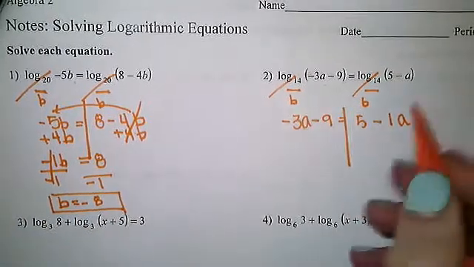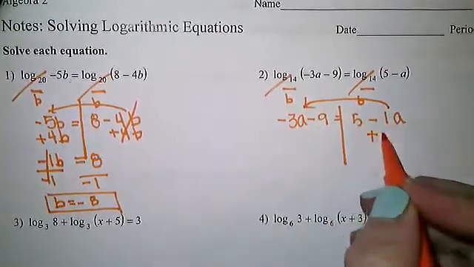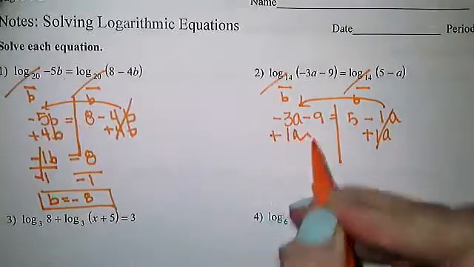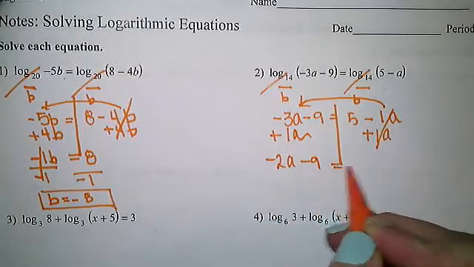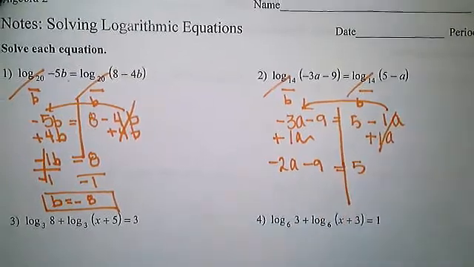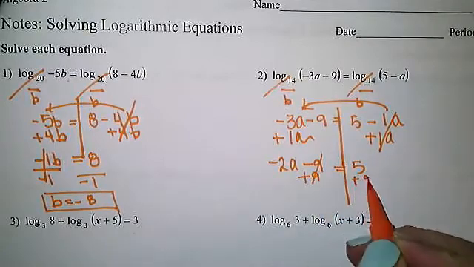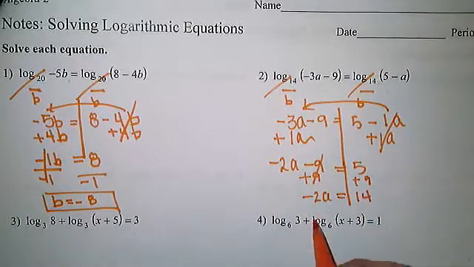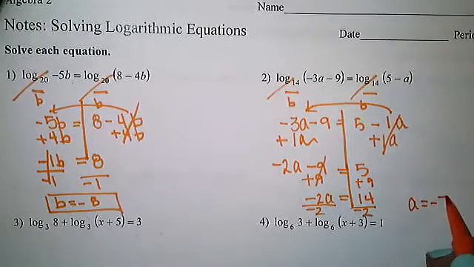Over here, you have a few options. I like to move the letters to the left, but if you want to move to the right, you can. Add that 1a over, we'll have a negative 2a minus 9 equals 5. And to get a by itself, we'll add our 9 over, getting us negative 2a equals 14. Divide by negative 2, and a equals negative 7.